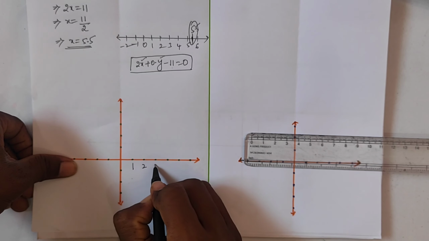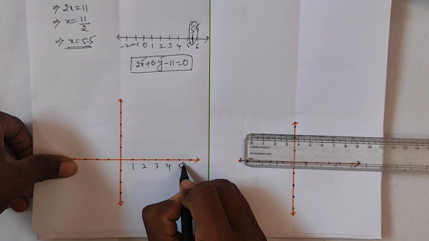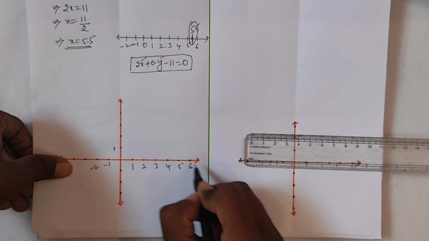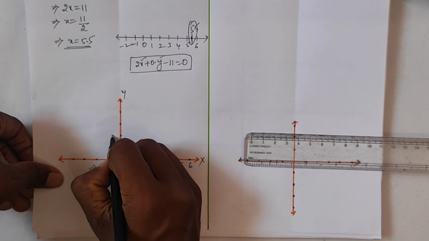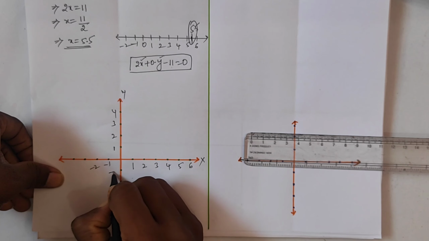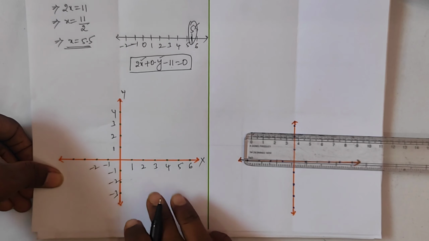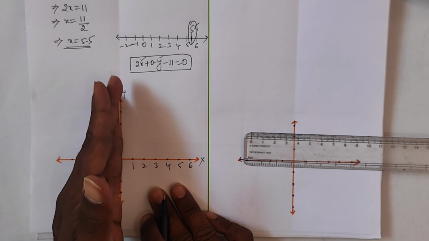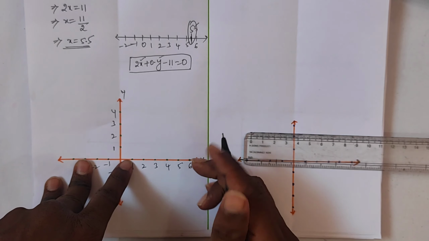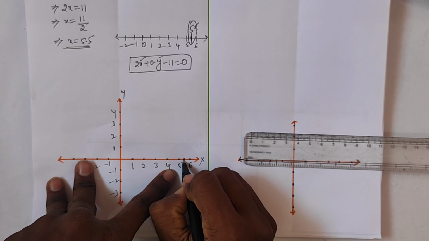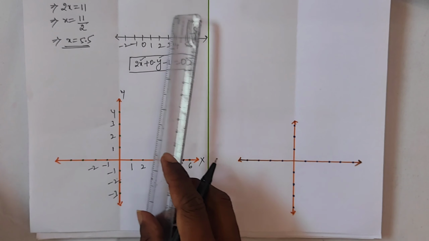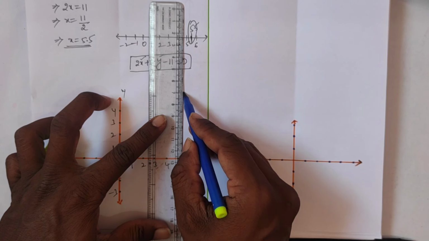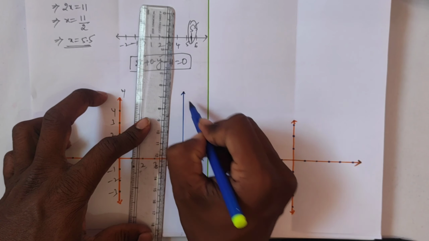1, 2, 3, 4, 5, 6, minus 1, minus 2 and here, x and y. 1, 2, 3, 4, minus 1, minus 2, minus 3, and so on. Now x equals 5.5, which is a line parallel to the y-axis. From the origin it is on the right side. 5.5 you will get here. Now drawing a line which is parallel to the y-axis. So, clear?